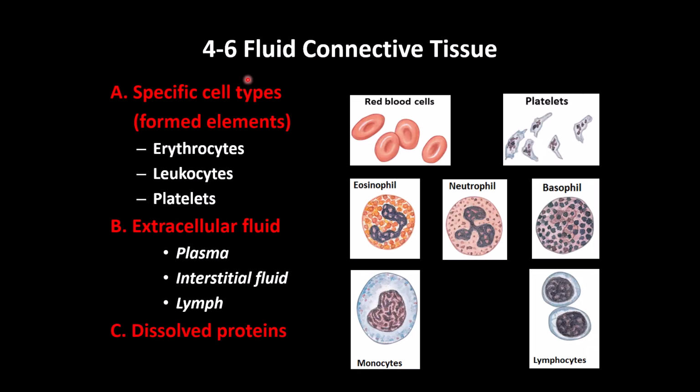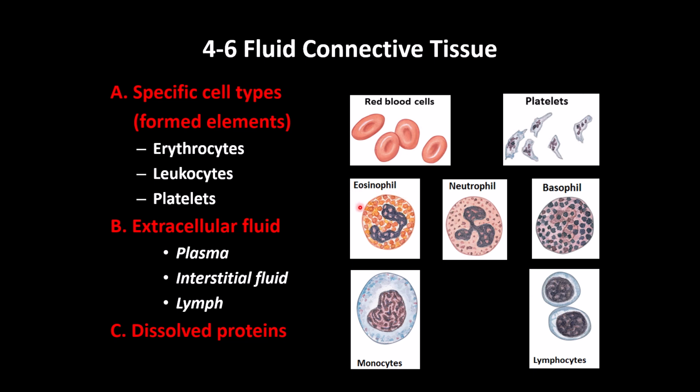The second type of connective tissue is called fluid connective tissue. Again, we talk about three different components of the connective tissue. One is blood. One is the cells. So here the cells, you have the three different type of cells in the fluid connective tissue. One is the erythrocytes, which is red blood cells, and they are carrying oxygen. It looks like donuts. The second one is called leukocytes, and there are 5 different types of leukocytes. These are the white blood cells.